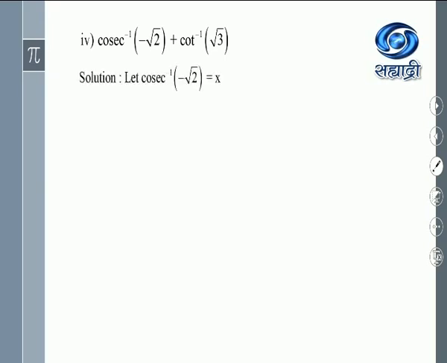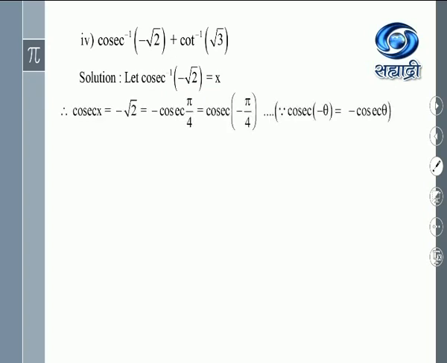This type we have already done. The same procedure we follow. Find the value of each inverse function. Cosec inverse of minus root 2 is equal to x. Next step, use the definition. Cosec of x is equal to minus root 2. Okay? Recall the value for which x is plus root 2.